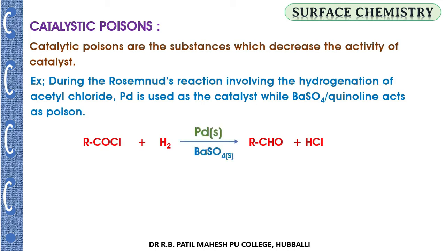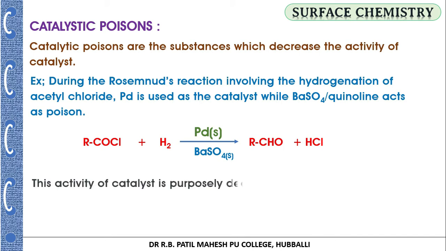The question arises, why do we need to use the catalytic poison here? Students, if you do not use the catalytic poison here, then palladium causes excessive hydrogenation of the acid chloride, and thereby it converts the acid chloride to alcohol as the final product. Actually we require the product aldehyde, but if you do not use the catalytic poison, excessive hydrogenation takes place and you get alcohol as the final product. To reduce that excessive hydrogenation, we reduce the efficiency or activity of the catalyst by using the poison.